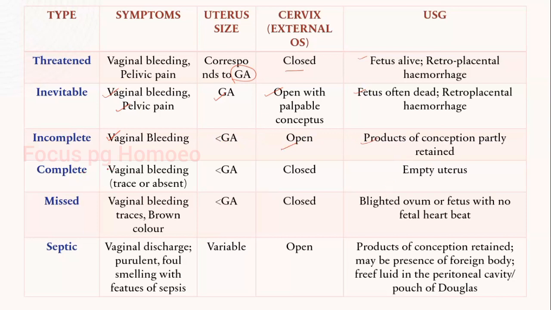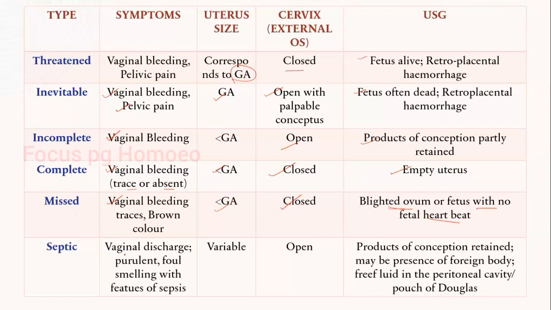Now, in complete abortion, there is trace or absent vaginal bleeding, uterus size is less than gestational age, and the cervix is closed. When USG is done, there is an empty uterus. The fetus is not seen, and that means abortion is completed. In missed abortion, there is vaginal bleeding with traces, brown in color, uterus size is less than the gestational age, and the cervix is closed. A blighted ovum, or fetus with no fetal heartbeat, is missed abortion, and USG shows this condition.